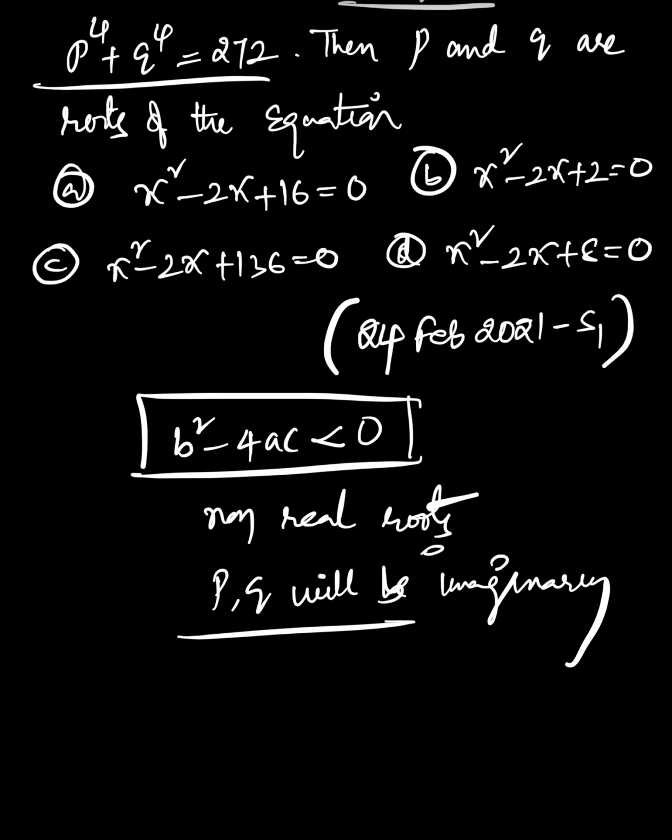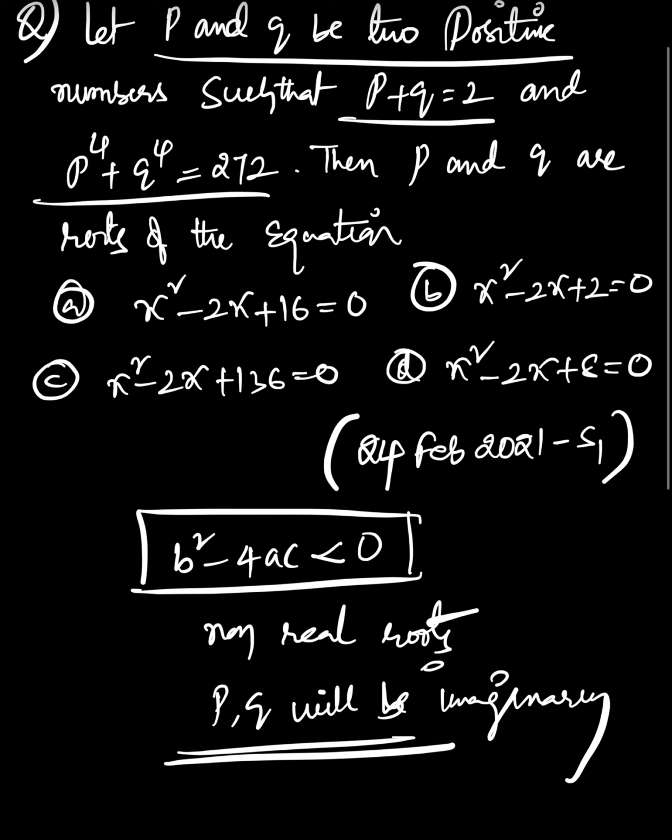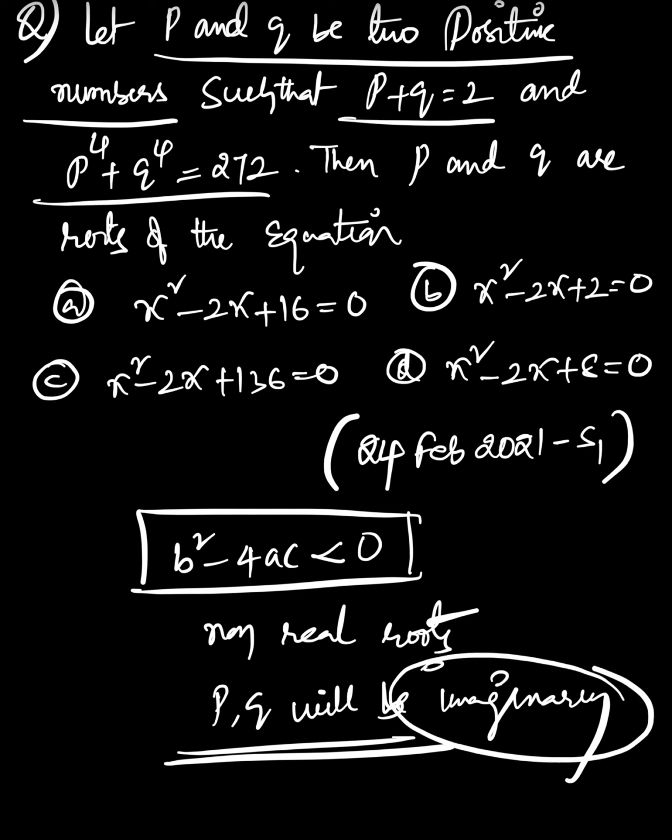So P and Q will be imaginary according to the options, but they have given that P and Q are two positive numbers. Positive and negative apply to real numbers, not to imaginary quantities. We can't say that an imaginary quantity is positive or negative. So no option is correct according to the given question, because P and Q are two positive numbers, but in all four options P and Q will be imaginary. So in the first line itself, the four options are wrong.